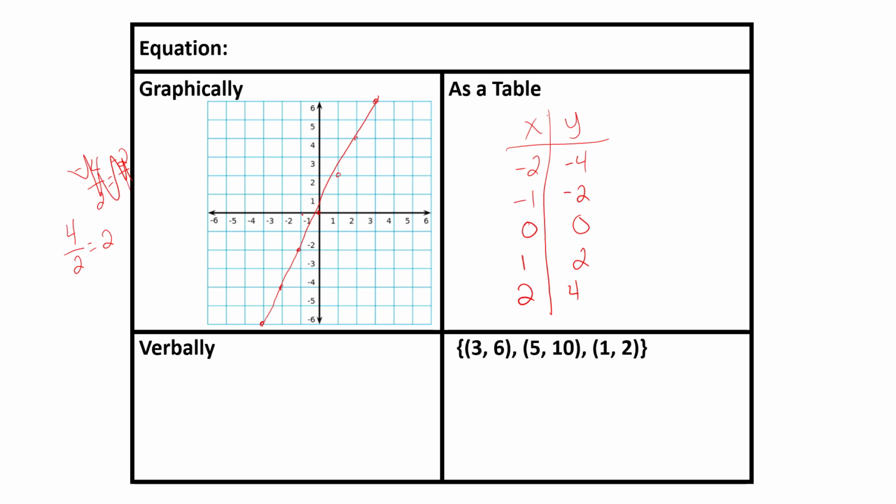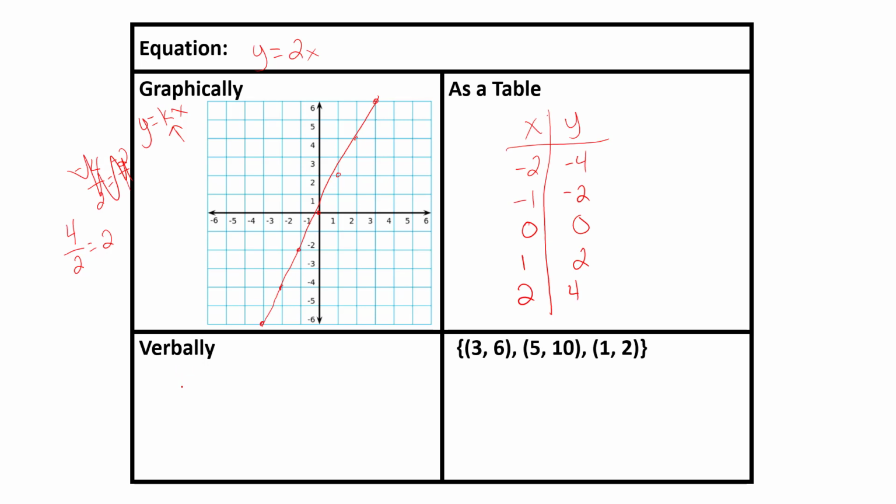Now we have a direct variation graph. So y equals kx, where k is representing my constant rate of change, my slope. So our equation, y equals 2x.